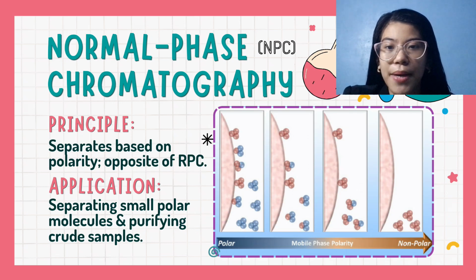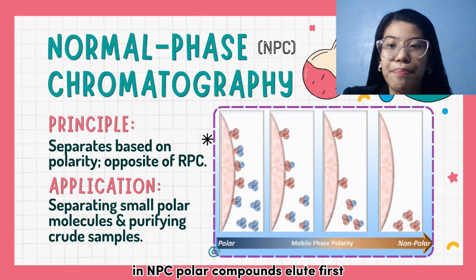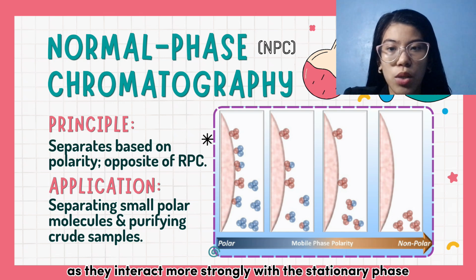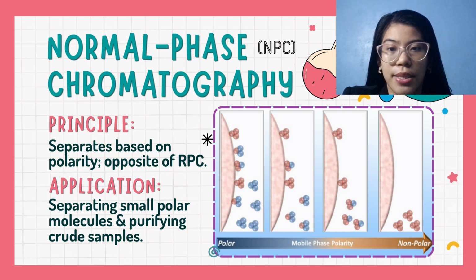Next, we have normal phase chromatography. In NPC, polar compounds elute first as they interact more strongly with the stationary phase. This method is useful for separating small polar molecules and purifying crude samples.